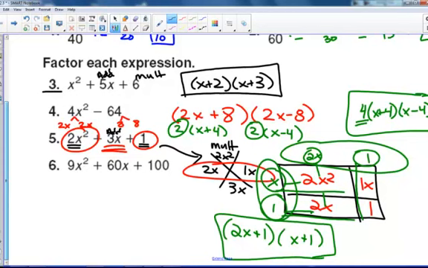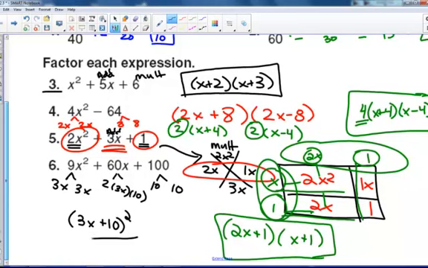And then my last one, this is perfect squares. This is 3x, and this is 10. And is this 2 times 3x times 10? Yep. So 3x plus 10 squared is my answer.